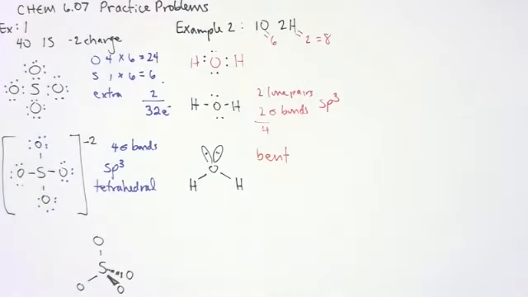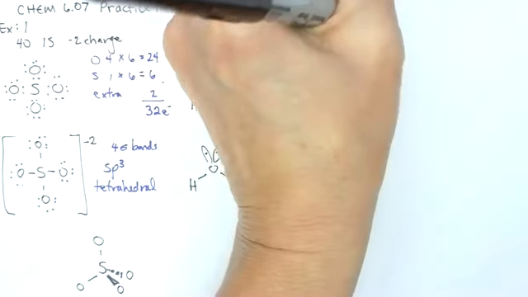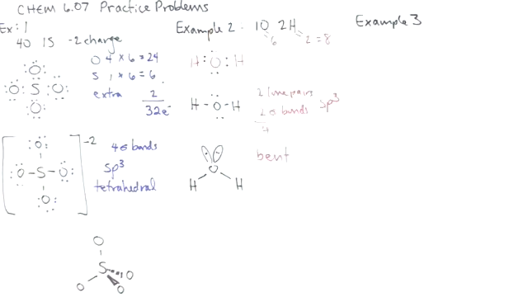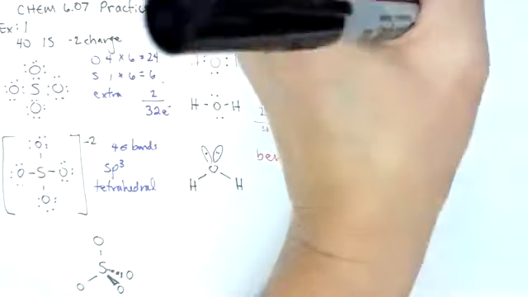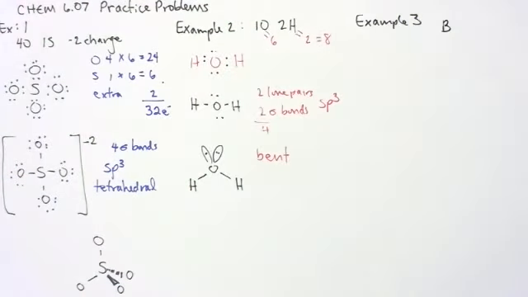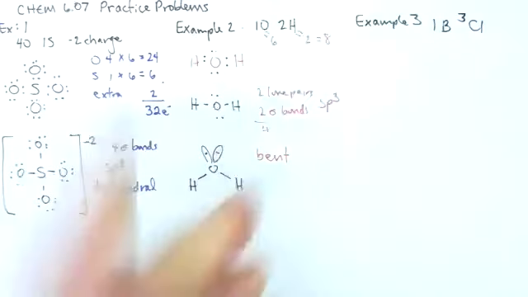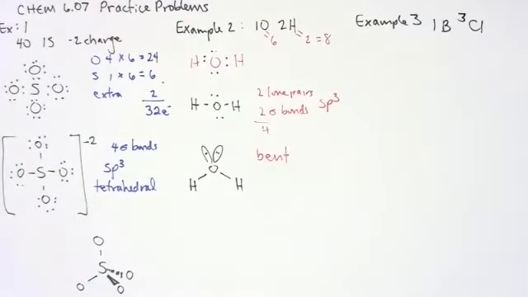So, all right, let's go ahead and go on to example 3. Example 3. We've got a boron and we've got 3 chloride. All right, go ahead and take 1 boron and I've got 3 chloride. All right, go ahead and pause the video and take a crack at that and see how you do.